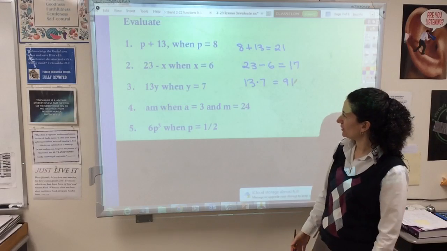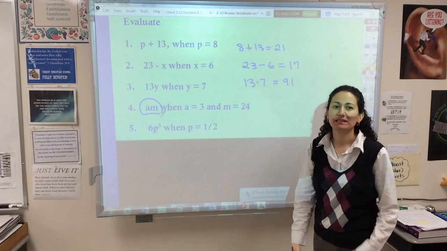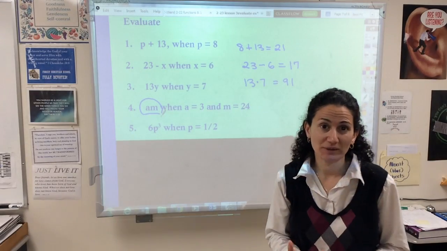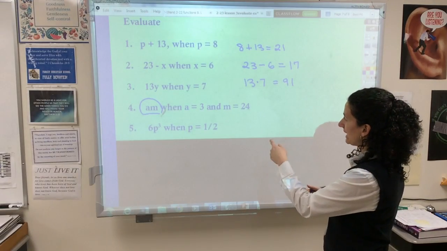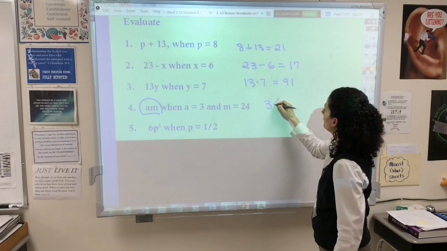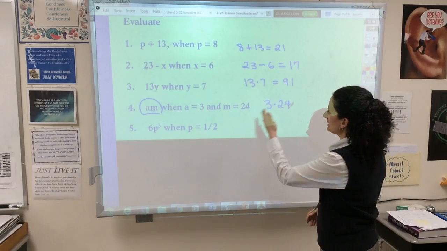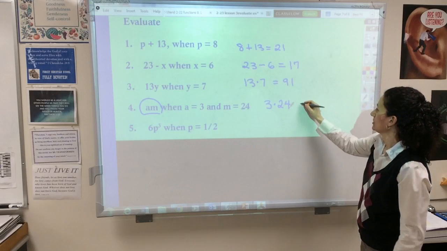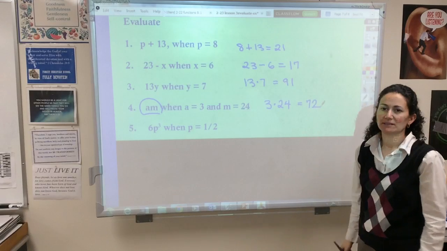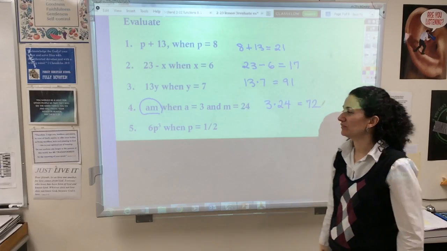Did you see number 4? It's kind of weird. It looks like the word am, but it's a m. And what does that mean? It means multiplication. So I've got to do a times m when a is 3 and m is 24. If you didn't understand that one, that's what it meant. It means 3 times 24. So you work that out and you get 72. Did any of you get that one right? Go back and try it again if you need to.